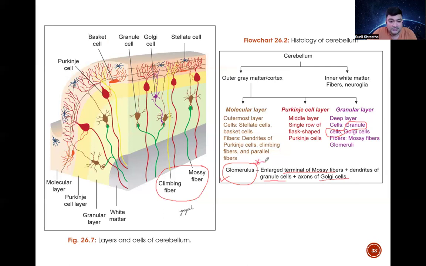So please remember the term glomerulus. It is quite necessary when you discuss the other slides. Okay, so remember this slide, this glomerulus slide.